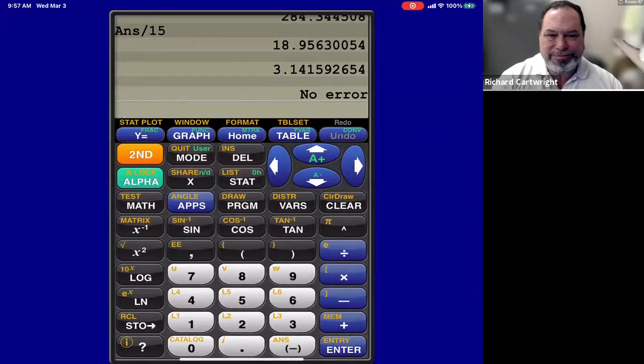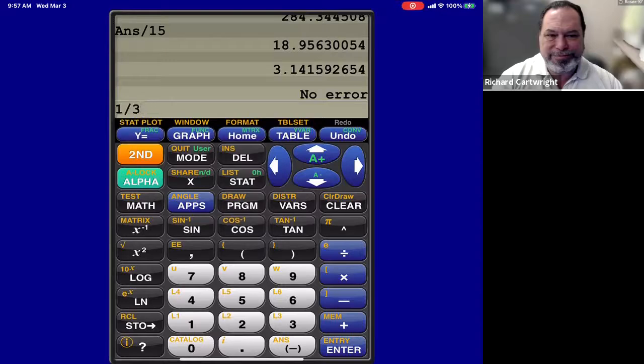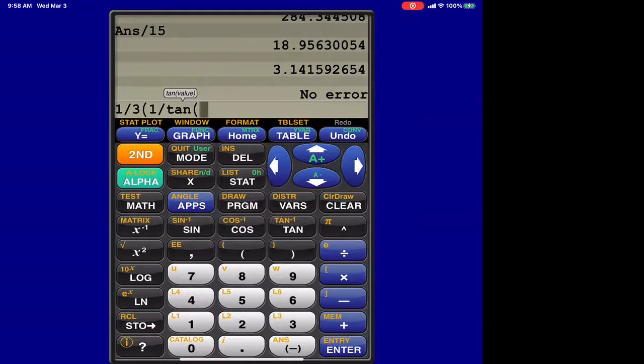So what was the number in front? 1/3. Okay, so 1 divided by 3. I want to do cotangent, but I don't have a cotangent button. So I do parenthesis 1 divided by the tangent, which is the same thing as cotangent. And the B was 2 again? Yes.